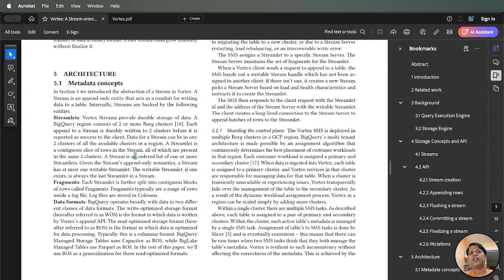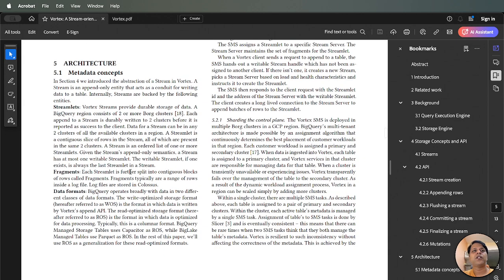Again, an ordered list of one or more streamlets, but the more important thing is that only one is writable. Even if there are multiple streamlets, only one can be written into, not all of them. Fragments are contiguous blocks of rows which are stored on log files, and again log files are stored on Colossus. The data is in binary format.